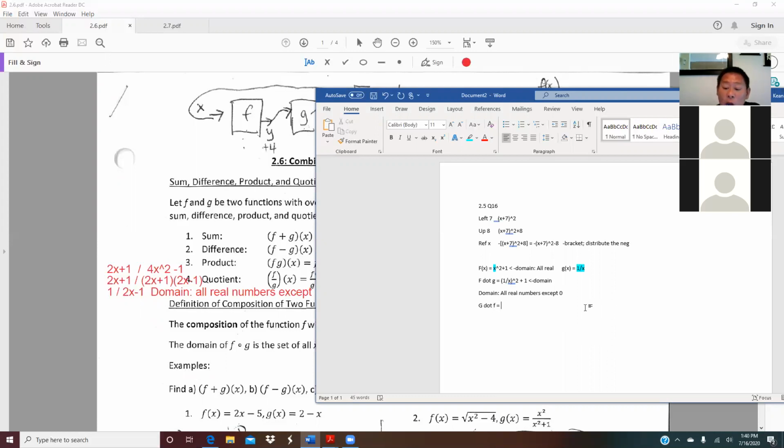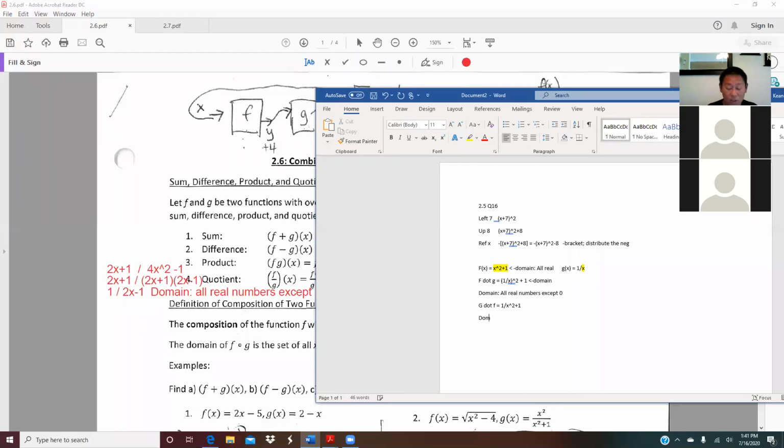Now we do g∘f. What happens when you do g∘f is you have to do the opposite now. You take all this f of x, because f is at the end here, and you plug it into your x on the g. So in this case, this will be 1 over x squared plus 1, because you plug all this into here.